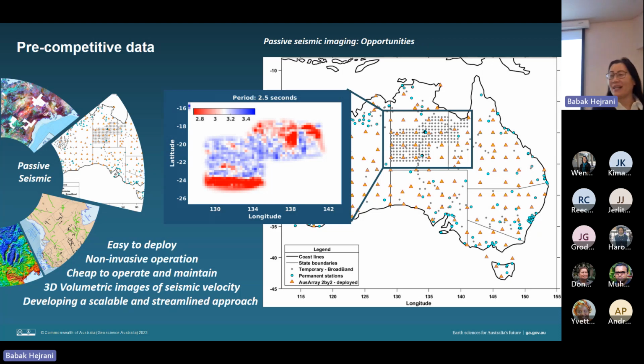Yeah, then. So an excellent talk. Thank you very much. I noticed that the new array, it's Australia-wide. It's much larger spacing than the arrays you've shown the examples from. What are you trying to image with the larger Australia-wide arrays? Is it really the deep earth structure, the lithosphere?